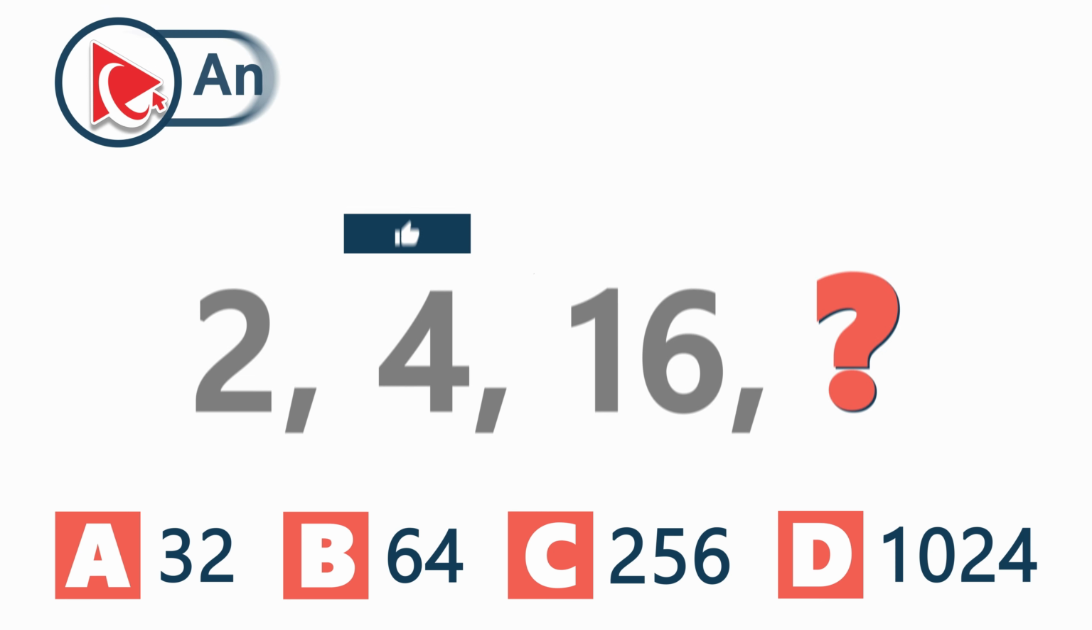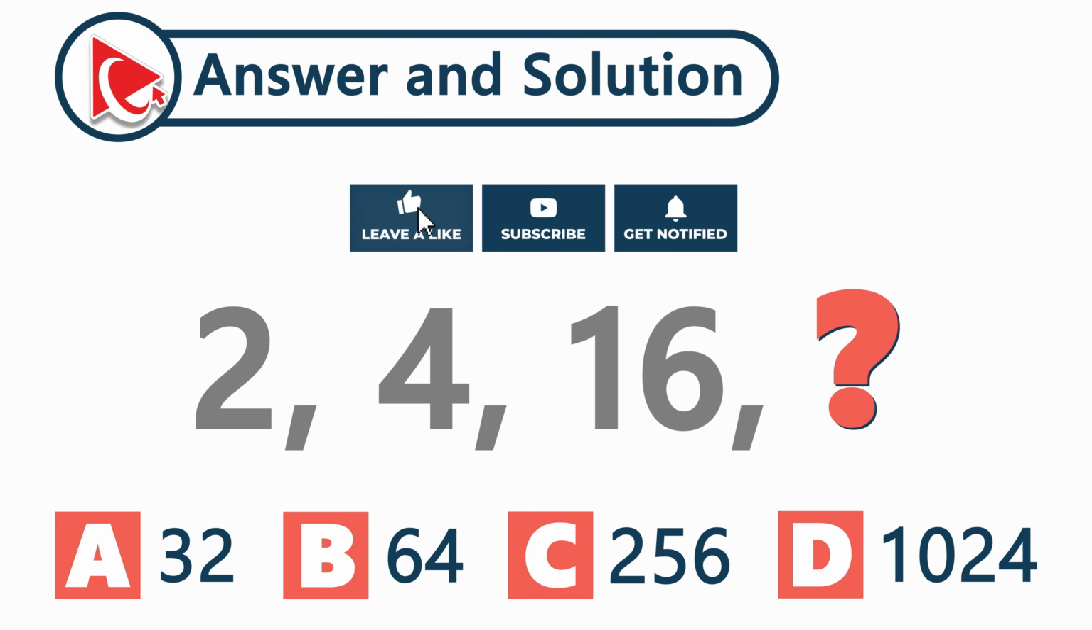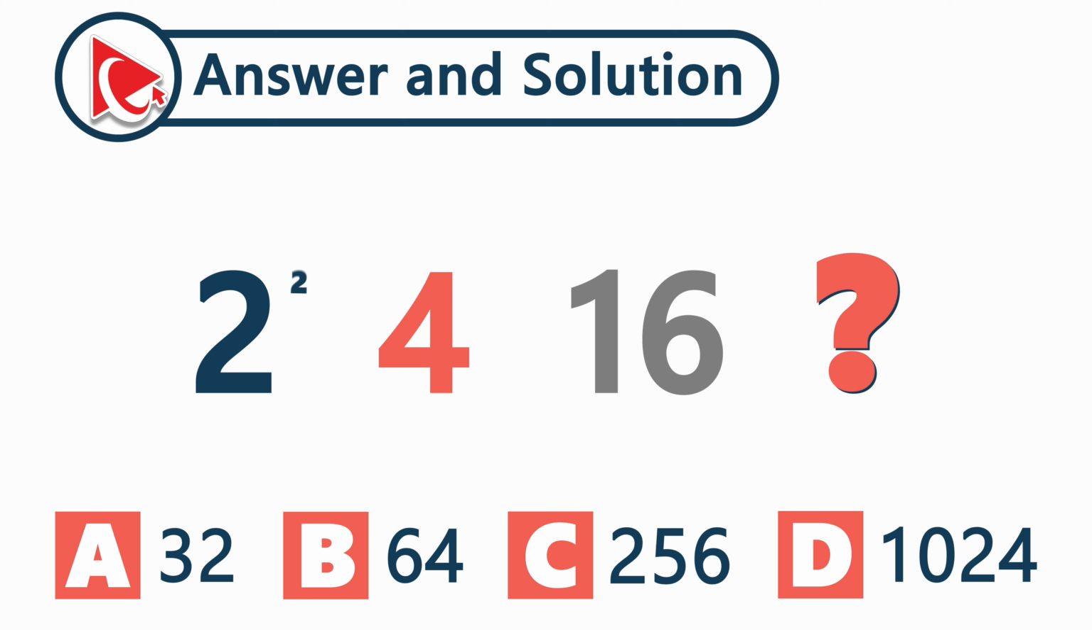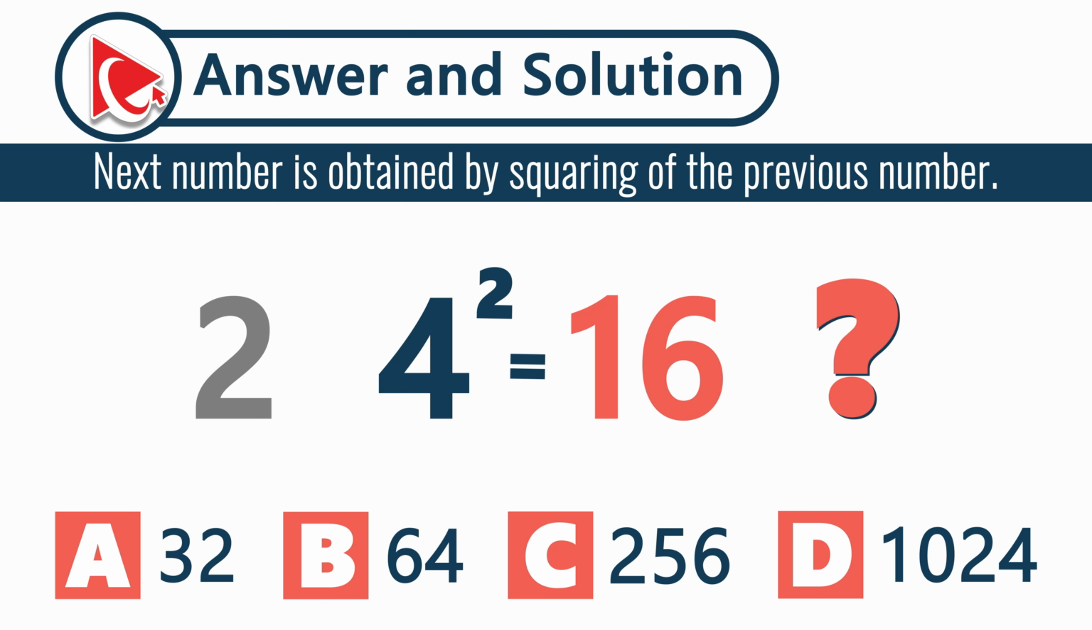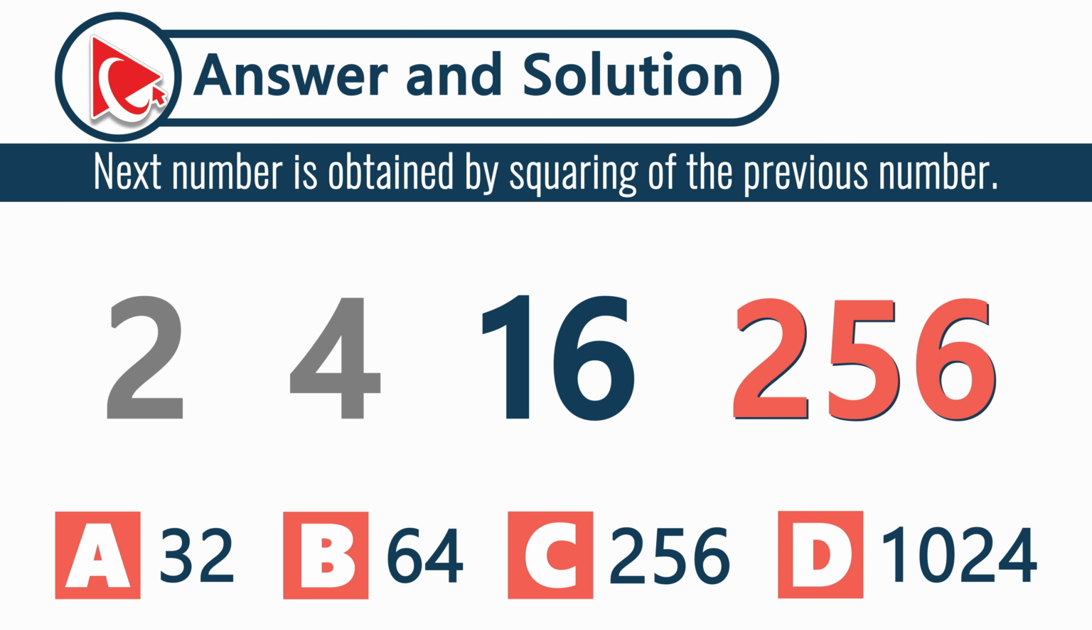The pattern here is very simple, but only for those who view it from the right perspective. But I'm pretty sure you're one of them. Take a close look at the first 2 numbers. 2 squared equals 4. In fact, the next number is obtained by squaring the previous number. 4 squared equals 16. Can you guess what the missing number would be? 16 squared equals 256.